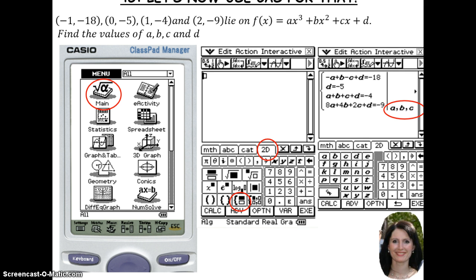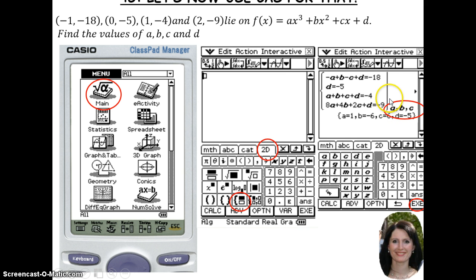The calculator screen wasn't large enough to show you D, but D is there as well. I put a comma in between each, so A comma, B comma, C comma, D. There's like a little box where you put those in. Here's the comma there. When I click EXE, it then will give me A equals 1, B equals -6, C equals 6 and D equals -5.